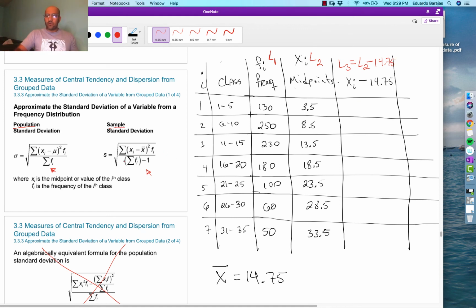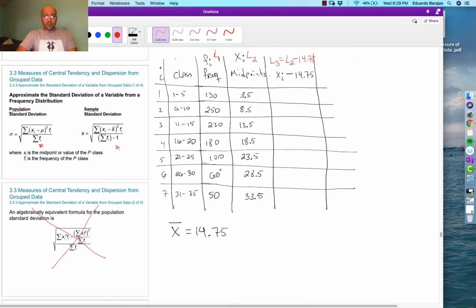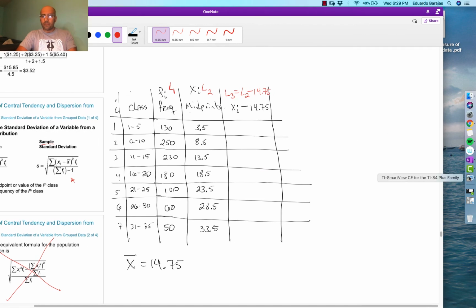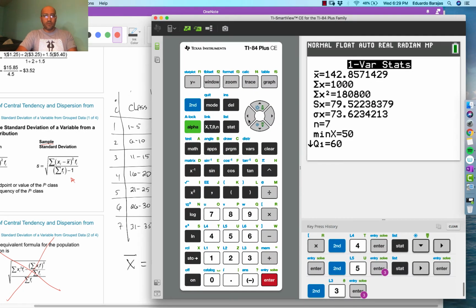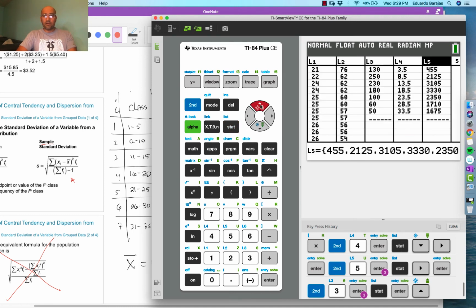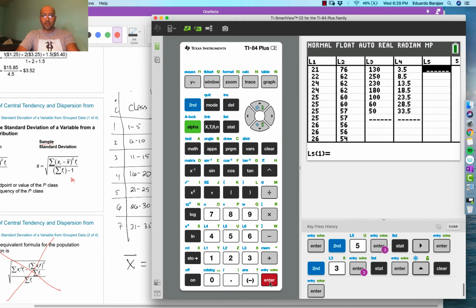So I'm just going to go ahead and get started on that. Let's zoom in a little bit more there. Okay, let's go over there. All right, let's go over here. Stat, edit. Let's clear out all of this. So clear, enter.